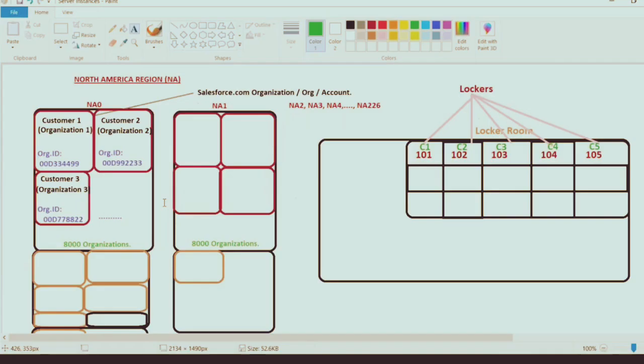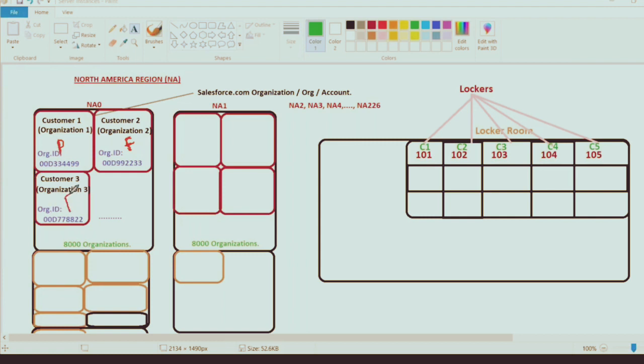Now come to the scenario. For example, here I have Salesforce organizations available. This is organization one. Assume that this is a paid account, which means it's a paid customer. The customer is paying some rental amount to Salesforce. Now this is a free customer here, a free customer who is utilizing the Salesforce resources free of cost.